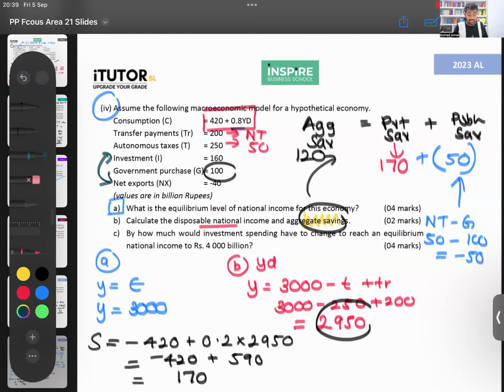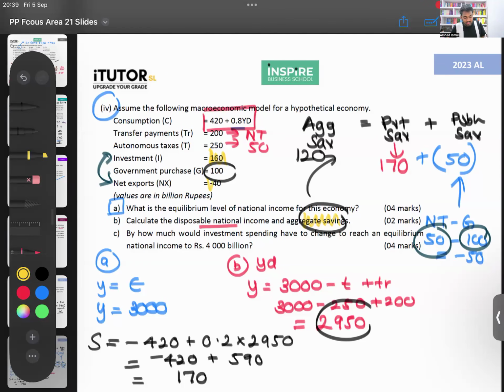Public savings is government's revenue minus government's expenditure. That's the budget balance. So government is collecting 250 as taxes, paying 200 as transfers. So their net revenue is 50. Government revenue is 50. Government expenditure is 100. So their budget balance is minus 50. So their public savings is minus 50. That's how that comes.